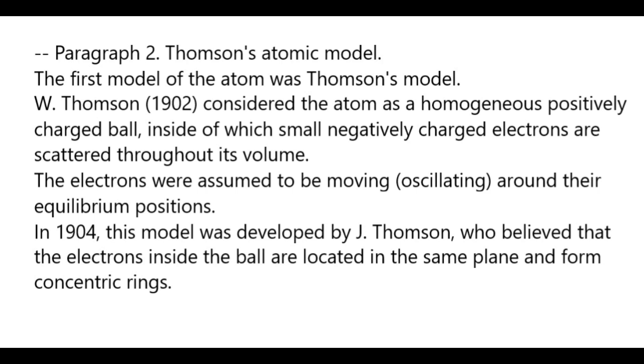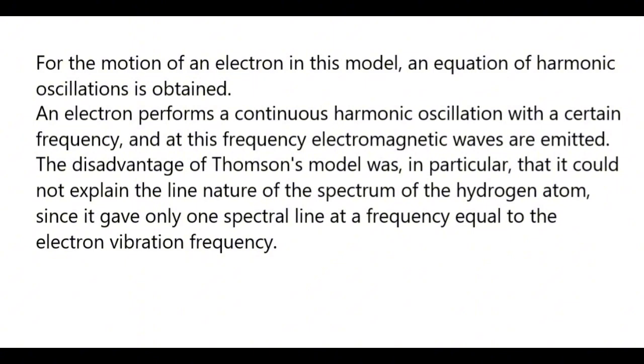In 1904, this model was developed by J. Thomson, who believed that the electrons inside the ball are located in the same plane and form concentric rings. For the motion of an electron in this model, an equation of harmonic oscillations is obtained. An electron performs a continuous harmonic oscillation with a certain frequency, and at this frequency, electromagnetic waves are emitted. The disadvantage of Thomson's model was, in particular, that it could not explain the line nature of the spectrum of the hydrogen atom, since it gave only one spectral line at a frequency equal to the electron vibration frequency.